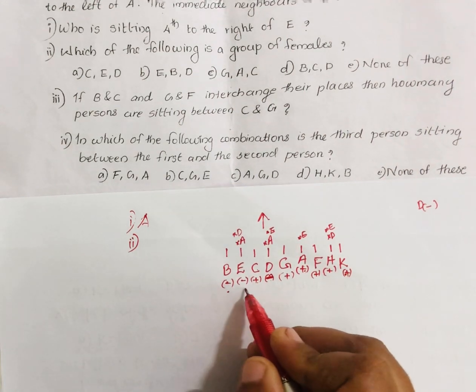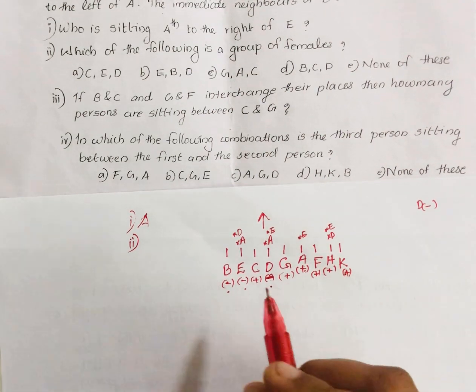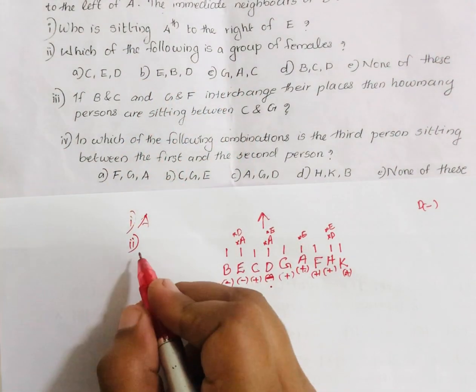Second question, which of the following is a group of females? Group of females are B, E and D. So second option, E, B, D.